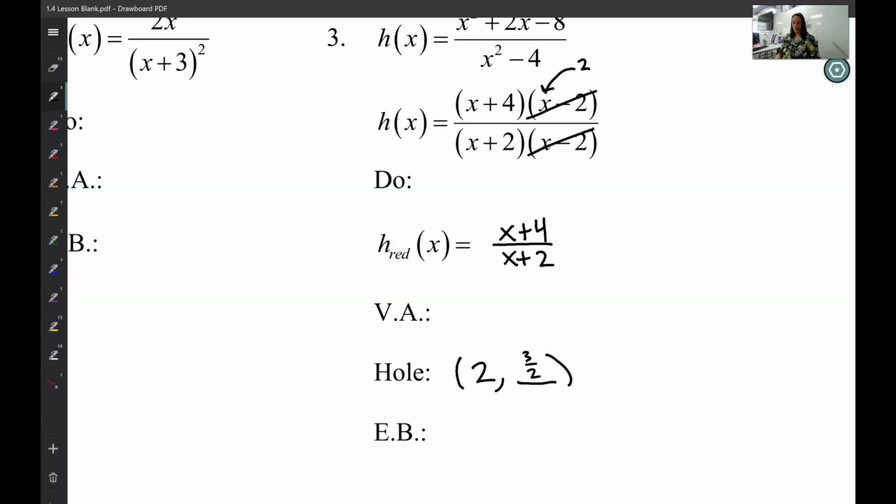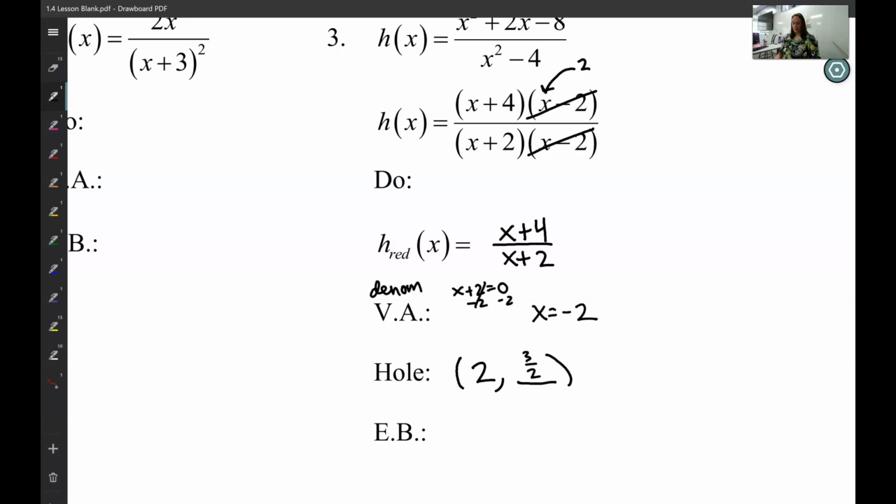Next, I have my vertical asymptotes. That's your denominator. Little reminder: whatever makes the denominator 0. So I can see that my vertical asymptote is going to be x equals -2. Vertical asymptotes are always written as x equals equations. Holes are always written as points.